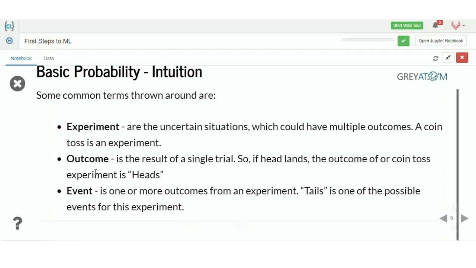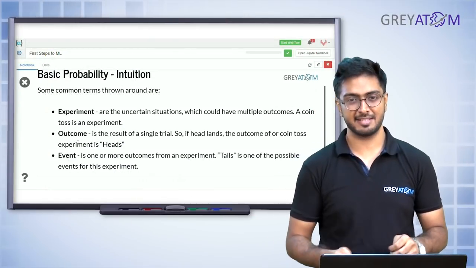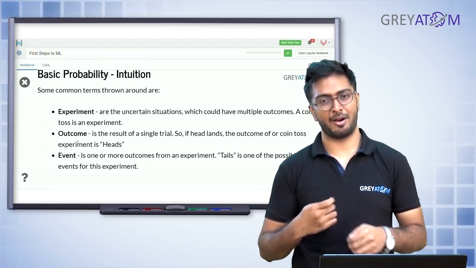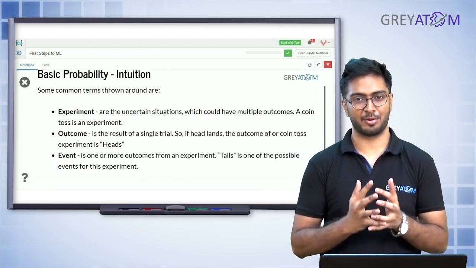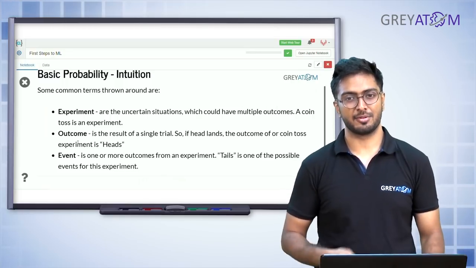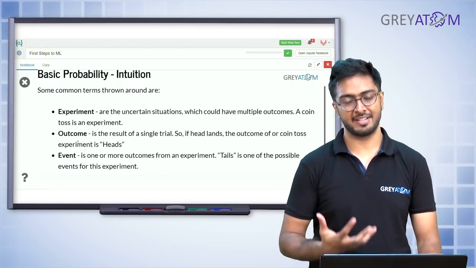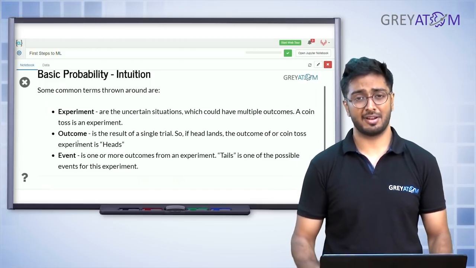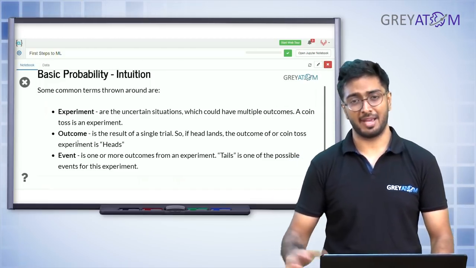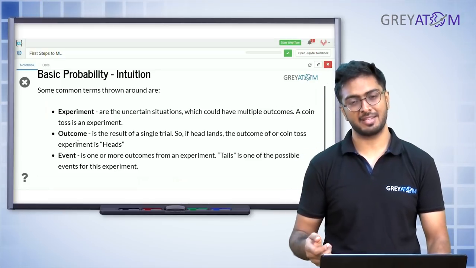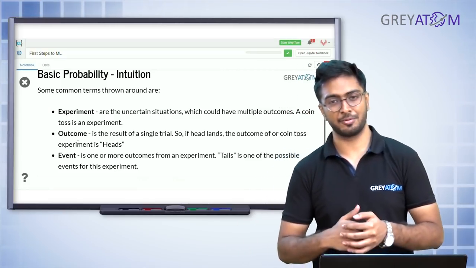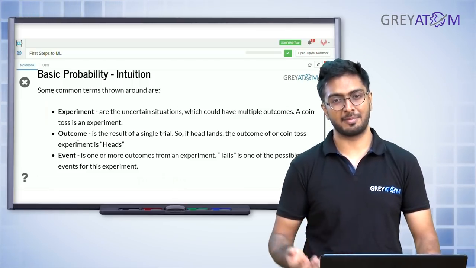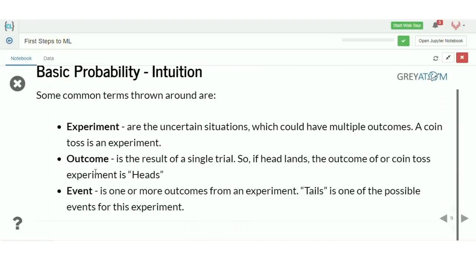First is experiment. Experiment is basically this whole concept of coin tossing, right? So flipping a coin, that is what we call an experiment. This coin tossing event is an experiment, where these are uncertain situations which could have multiple outcomes, right? It could be a head or a tail. If you want to do 10 experiments, it means you would flip your coin 10 times.